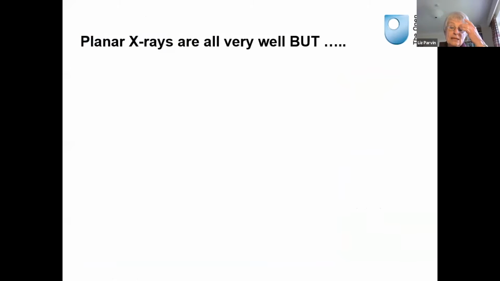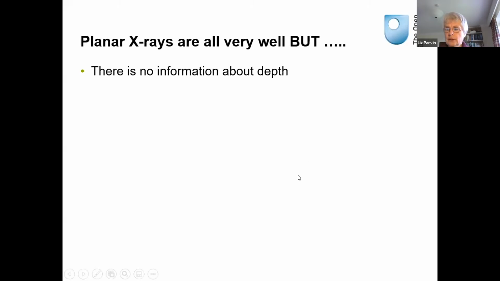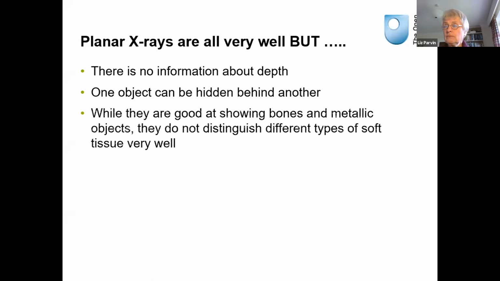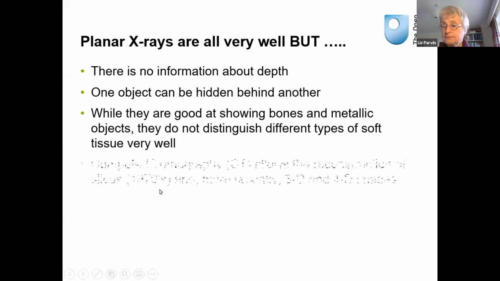But that's taking a planar X-ray. In other words, just going through from one side of the body to the other. And that's all very well, but it doesn't give you very much information about several things. It doesn't give you any information about depth. You can't tell how far into the patient something is. You can have one thing hidden behind another. These X-rays, as you saw from that very early picture, they're very good at showing bones and metallic objects, but they don't distinguish different types of soft tissue very well at all.